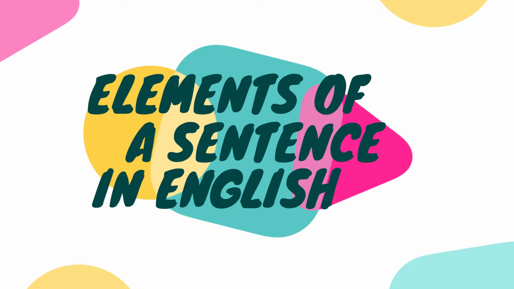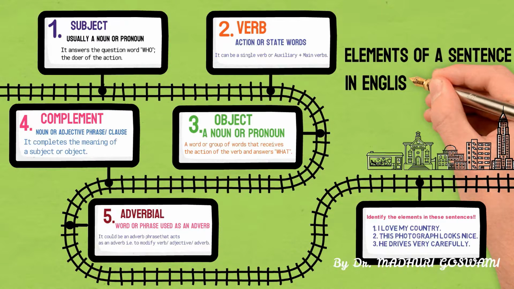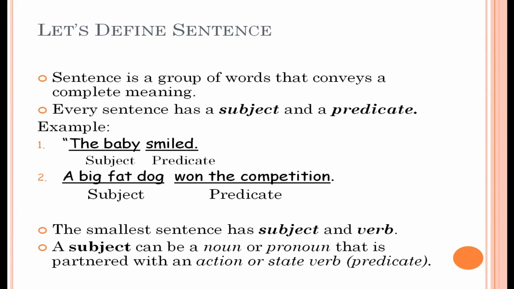As promised, I'm back with the second part of the elements of a sentence in English. In the first part, you were introduced to 5 basic elements of a sentence in English, and now you will study them in detail with illustrations and examples. But before that, we have to figure out what a sentence actually is.